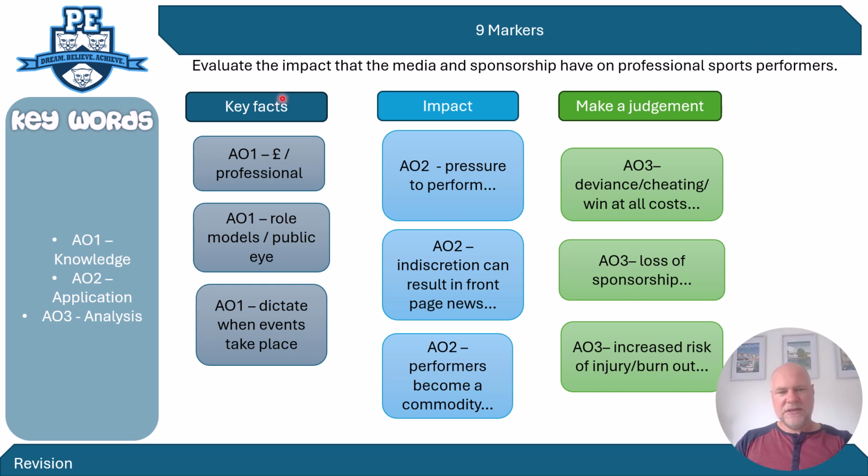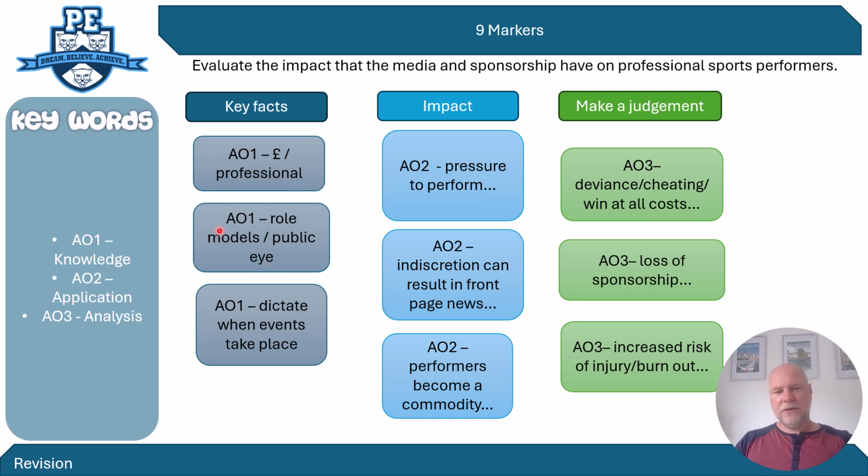So that's AO1. The AO2 would be what's the impact it has. If we're looking at the money and the professional side of it, this increases the pressure to perform, to stay at their top-level game, and pressure from coaches. And then if we went straight to the AO3 point, we've got the links to the judgment we can make. So that pressure and the money can lead to them becoming more deviant and cheating, or showing a win-at-all-costs attitude to maintain their standards, because they're trying to meet the pressure and keep their money.